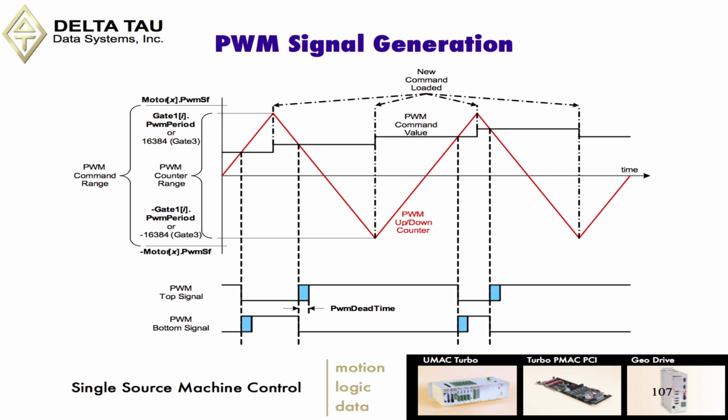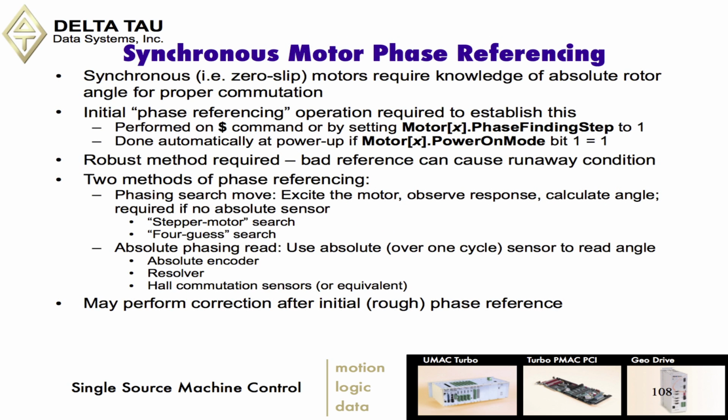Another setup technique that Power PMAC has is synchronous motor phase referencing. So we have to have some kind of initial phase referencing. The $ command, depending on what we've set up for our phase referencing and our motor power on mode bits, will determine whether or not we have an absolute phase search for the motor, or we read an absolute position sensor for the motor to develop the rotor position.